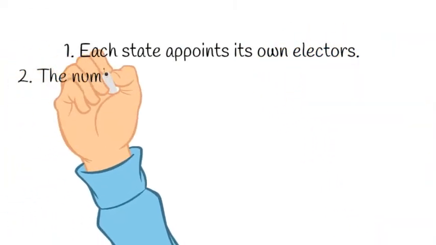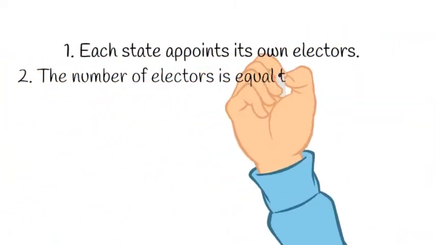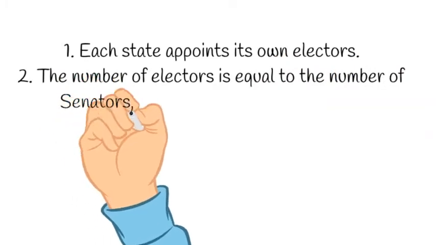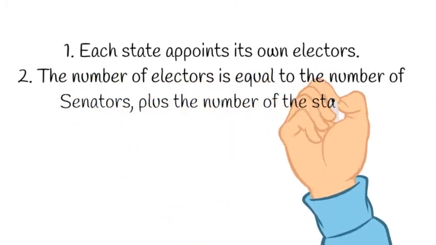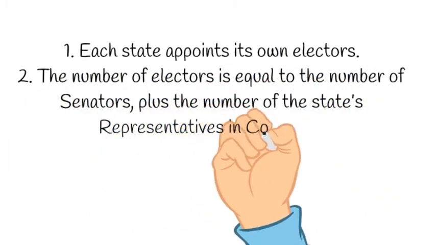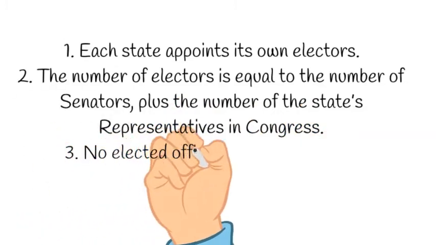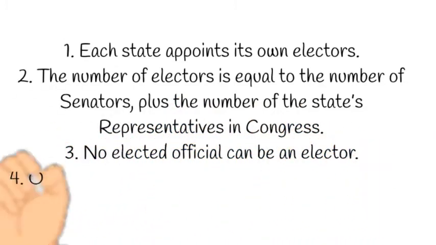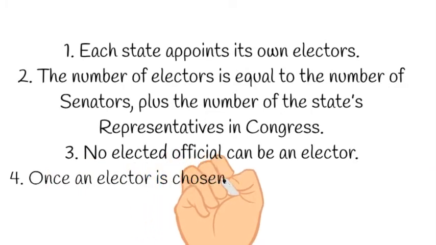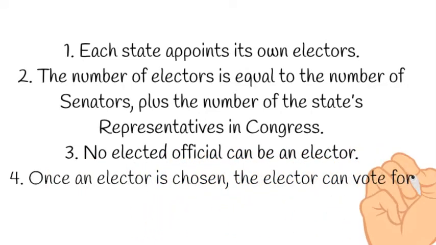This means: 1. Each state appoints its own electors. 2. The number of electors is equal to the number of senators plus the number of the state's representatives in Congress. 3. No elected official can be an elector. 4. Once an elector is chosen, the elector can vote for any candidate.